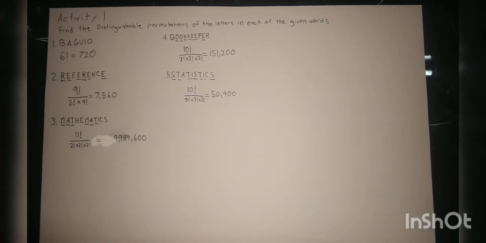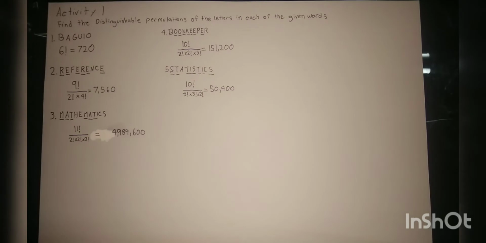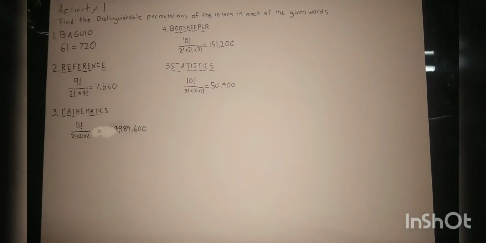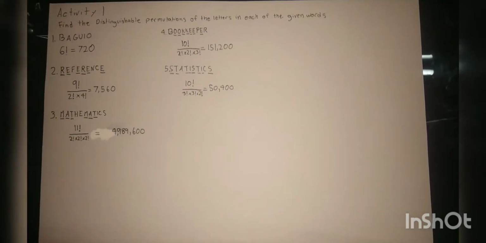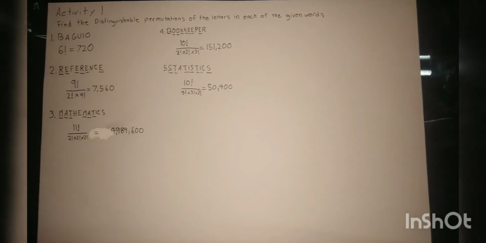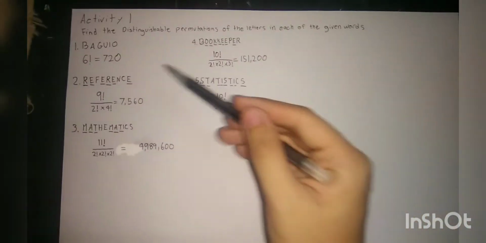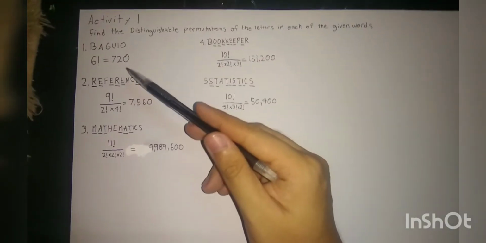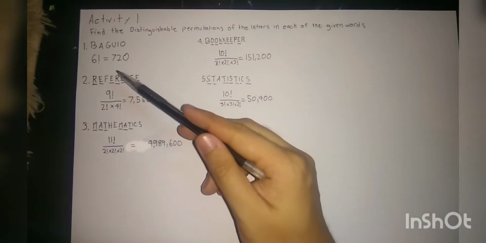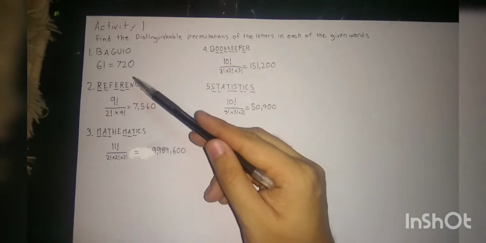Okay, so now that we're done with the first activity, let's move on to the second one. So for this activity, we have to find the distinguishable permutation of the letters in each of the given words. So for number 1, since there are 6 letters with no repeating letters, it would be 6 factorial or 720.